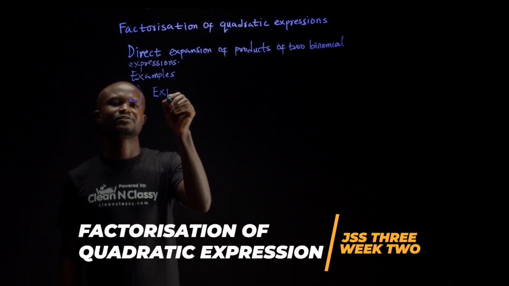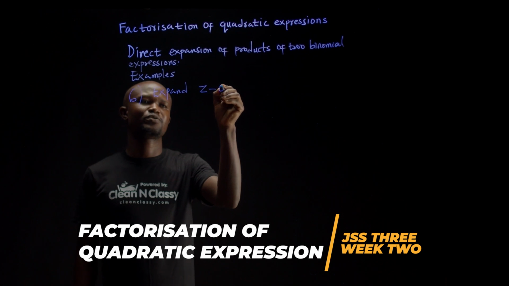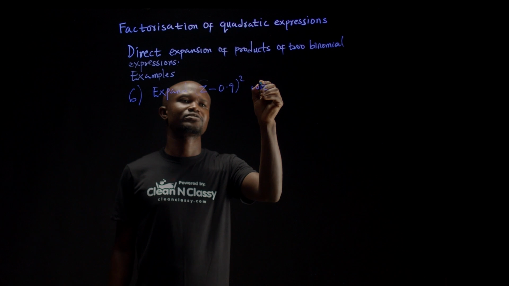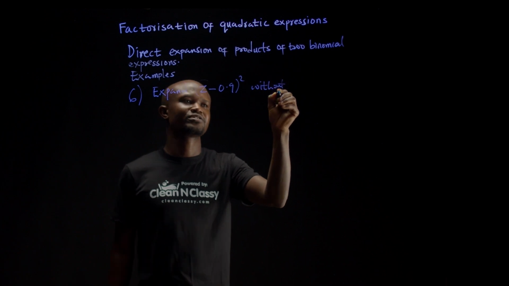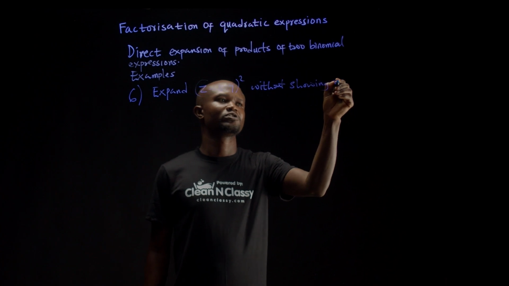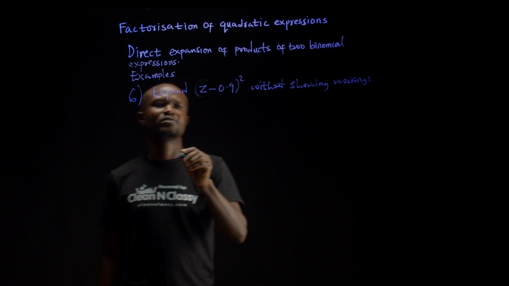Expand (z − 0.9)² without showing workings. Solution.